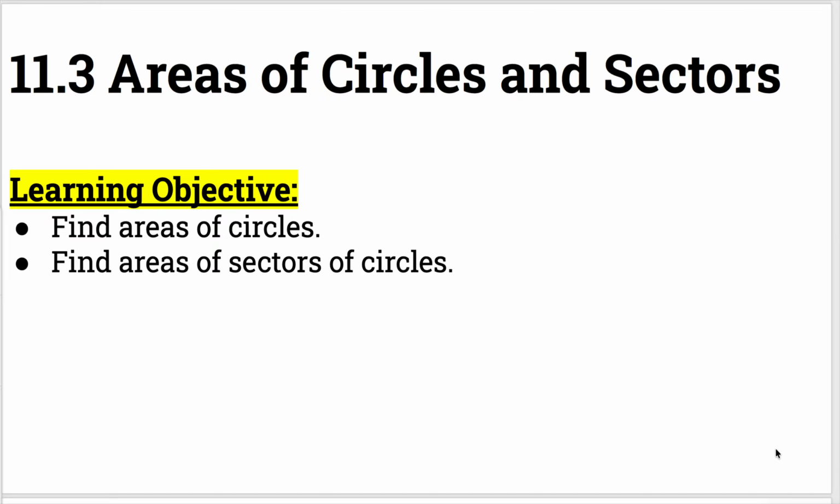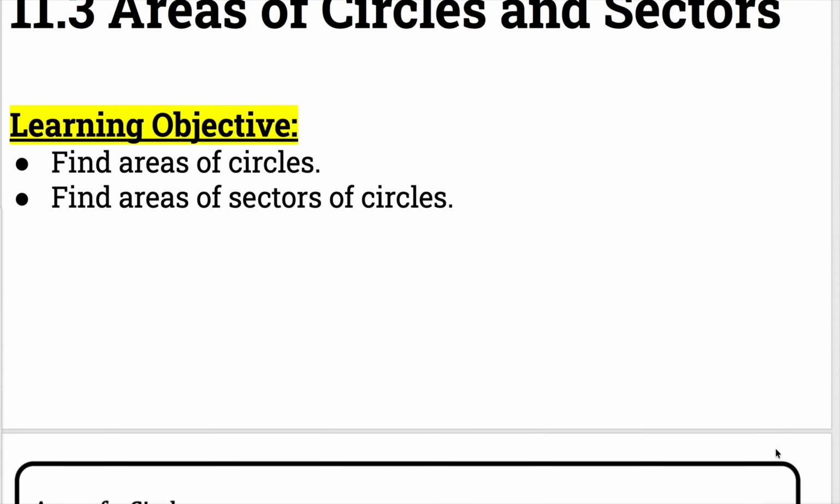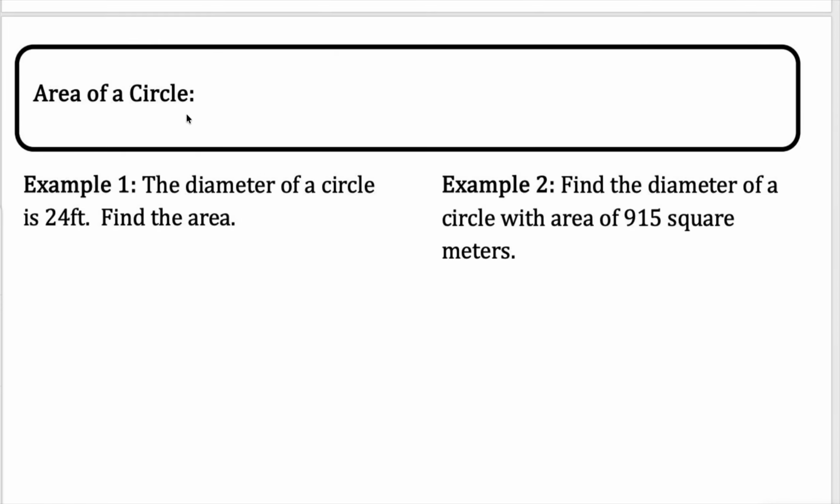Today we're looking at lesson 11.3, which is area of circles and sectors. So we're going to be looking for how do we find the area of a circle and how do we find the sector of those circles, starting with area of a circle. So we're going to use the formula pi times the radius squared. And so if we're thinking about a circle, the radius is just the length from the edge of the circle to the center, and pi is just 3.14, but we're going to use the pi function on our calculator.